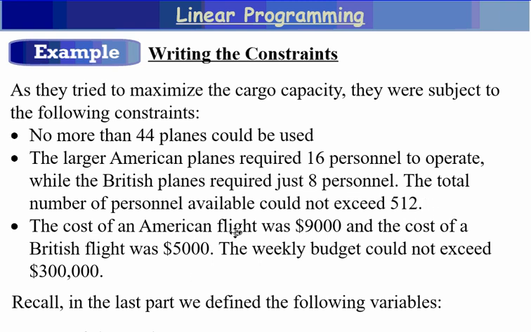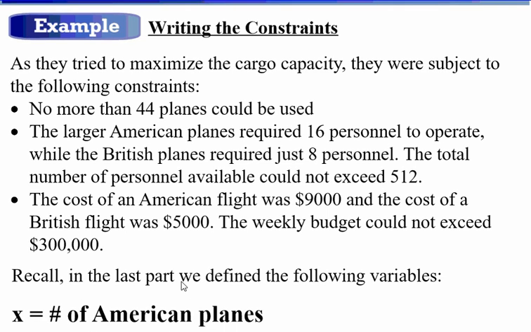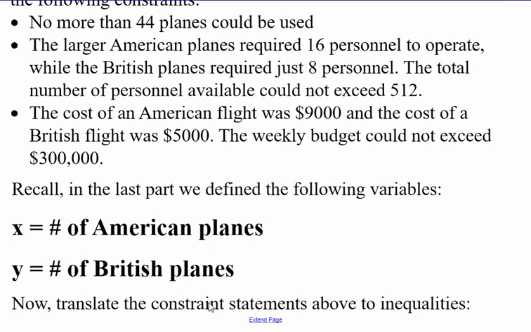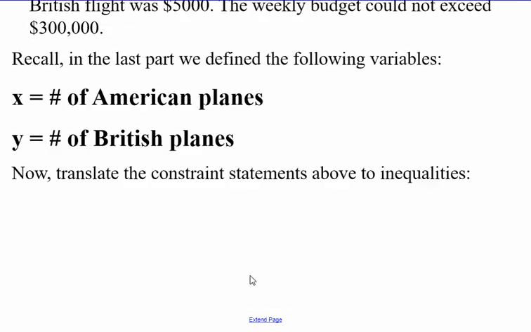The cost of an American flight was $9,000 and the cost of a British flight was $5,000. The weekly budget could not exceed $300,000. Recall in the last part that we defined the following variables. Now our job is going to be to translate the following constraints. So it looks like we have 3 constraints that we have to write. So here we go. This is why you define your variables to start.